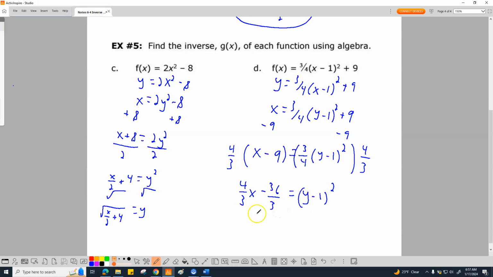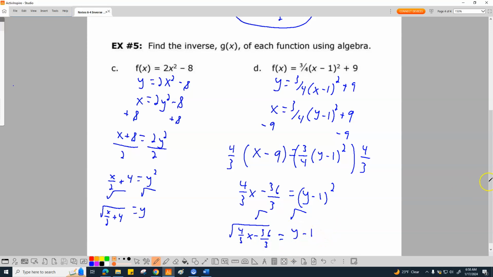Now you're going to take the square root of both sides. Looks funky, but that's what we're going to do. It's not that big of a deal. So let's go ahead and do it. I'm going to take the square root on both sides, and I end up with the square root of 4/3 x minus 36 over 3 equals y minus 1. Real funny, right?